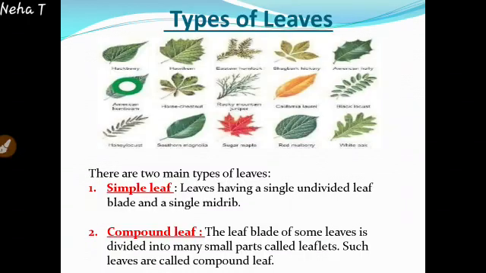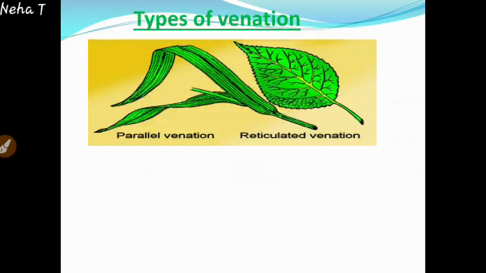All leaves are not the same. They come in various shapes, sizes and colors. In the picture, you can see variation in leaves. There are two types of leaves, simple leaves and compound leaves. Simple leaves have a single undivided leaf blade and a single midrib. In compound leaf, the leaf blade of some leaves is divided into many small parts called leaflets. Such leaves are called compound leaves.